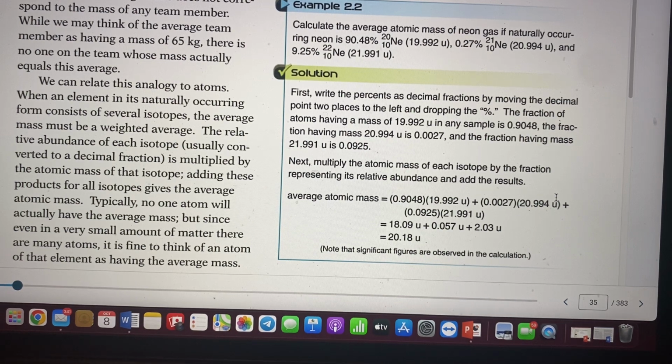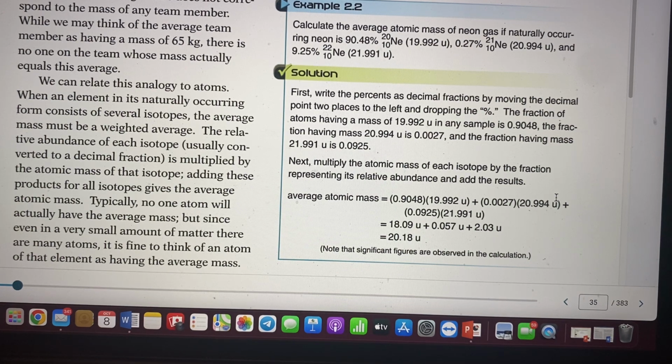You have average atomic mass, and very few elements have only one isotope. So when they have more isotopes, you have to take the percentage of all these different isotopes and take that into account to find the average. So that's what they're going to be doing here. And let me show how you do that.